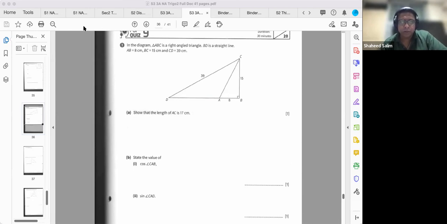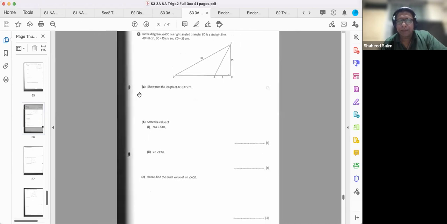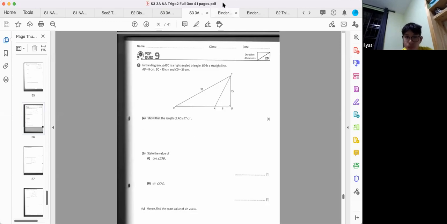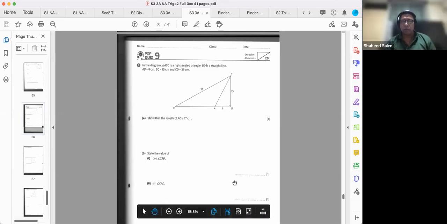Now we see whether. Find the exact value of sine ACD. ACD, ACD. What's the exact value? CAD we found 15/17, right? Yep. I'll just write down your answers here. Maybe you might need to use them.